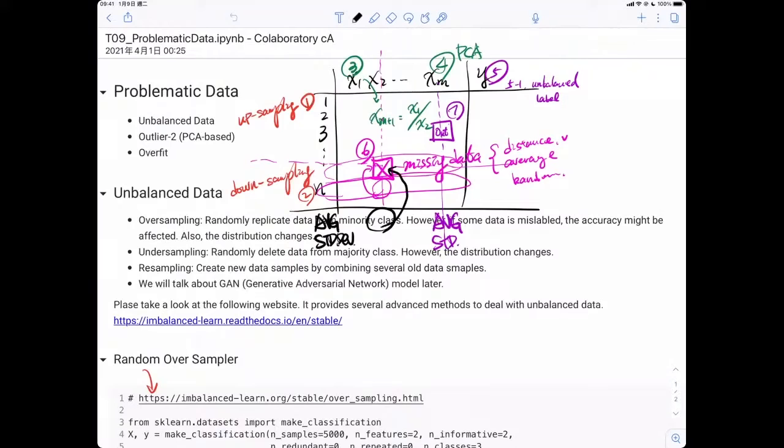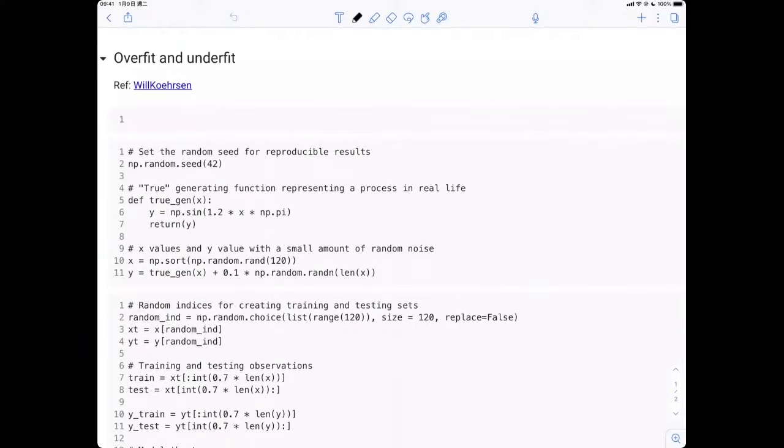We have explained some content in this slide, problematic data. We mainly focus on how to do downsampling and upsampling to deal with unbalanced data. Let's go to here: some examples of overfit or underfit.